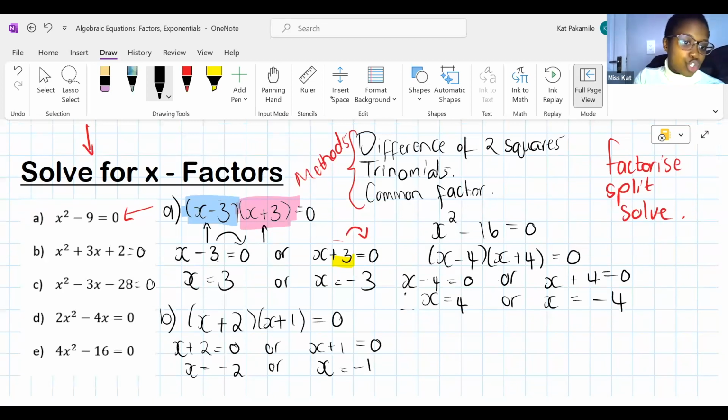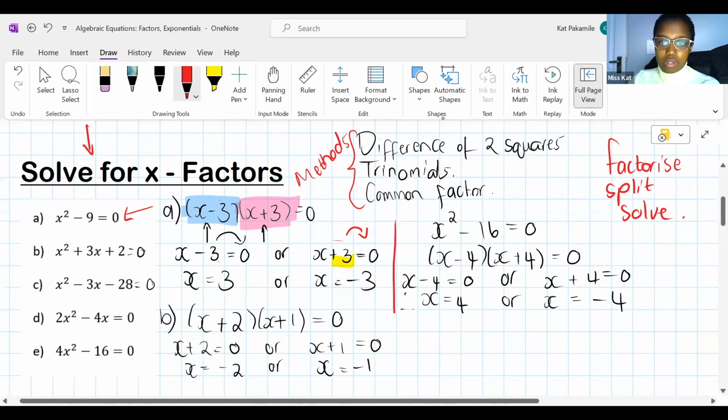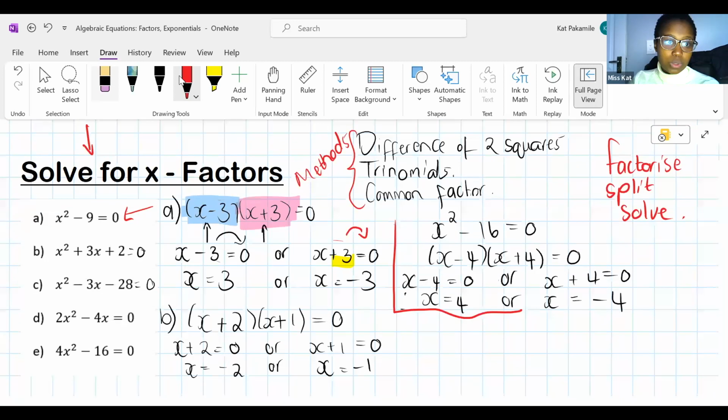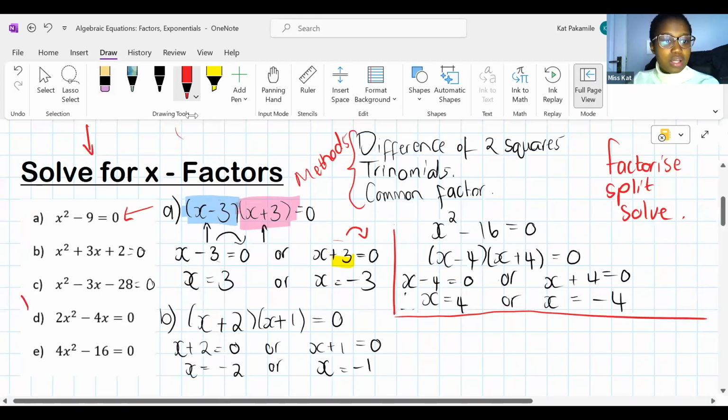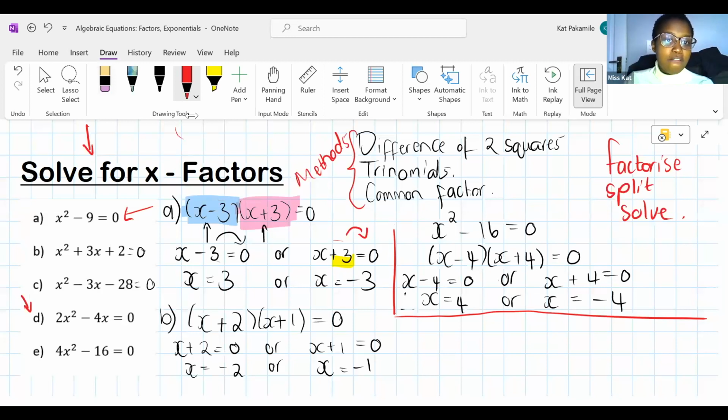Okay, I want to go to D. Let's talk about D. Is D a difference of two squares, a trinomial, or is there a common factor? Let me do this so that we can separate. Oh, that was terrible. It was going well until it wasn't. Here we go. D, not C. There's D over there. Is D a trinomial, difference of two squares, or is there a common factor?